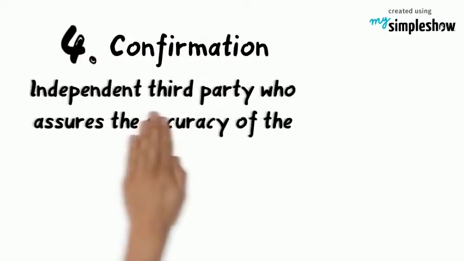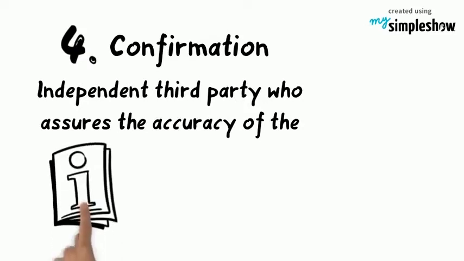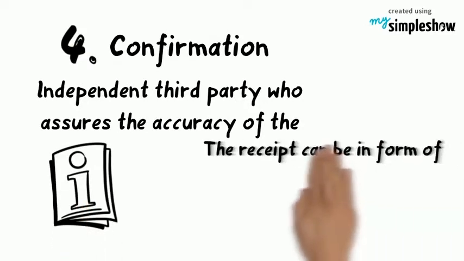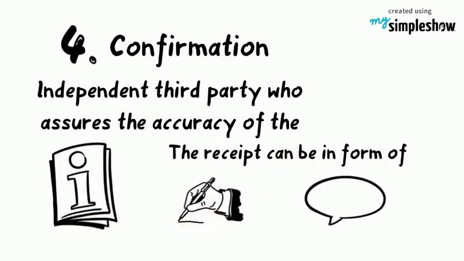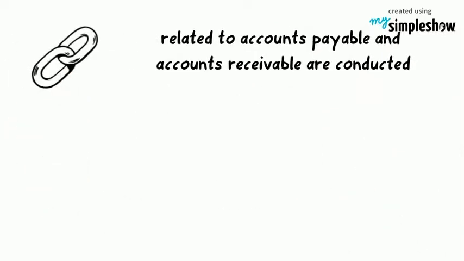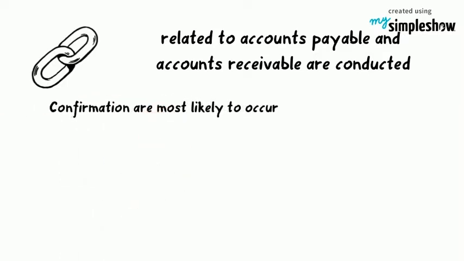Fourth, confirmation. It comes from an independent third party who assures the accuracy of the information requested by the auditor. The response can be in the form of a written or oral response. We know it's related to accounts payable and accounts receivable, where confirmations are most likely to occur.